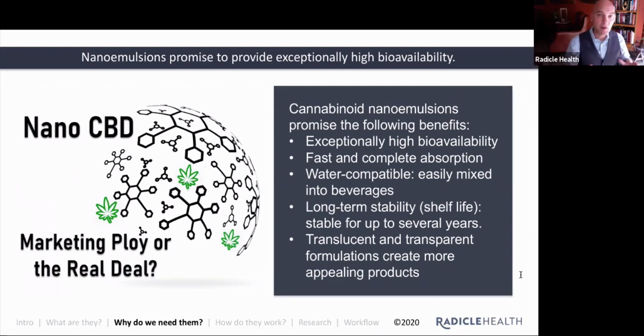So to summarize, cannabinoid nanoemulsions promise exceptionally high bioavailability, fast and complete absorption, water compatibility so they can be mixed into beverages, long-term stability. So there are some manufacturers who claim that their shelf life can be counted in the years. And then you can have translucent and also transparent formulations. And these contribute to more appealing presentations, especially if you're mixing cannabinoids into water.